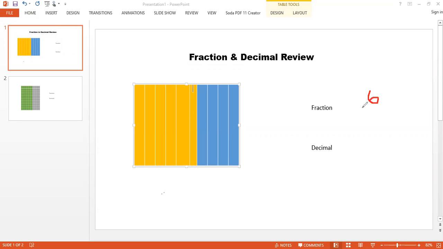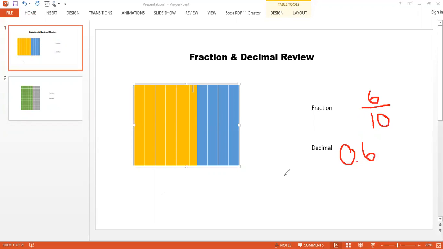6 over 10. Very good. So 6 over 10 and this are the same thing. If we were to make that a decimal, there's 0 in the ones as a whole, and then we have a decimal, and then 6 in the tenths column. So that makes 0.6. So 0.6 and 6 tenths represent the same thing, and that is 6 tenths.